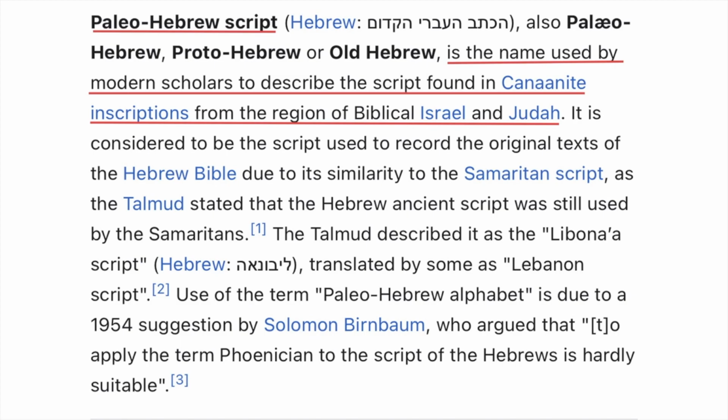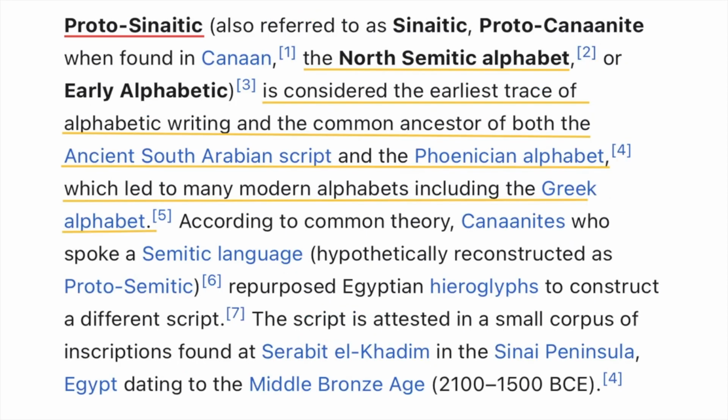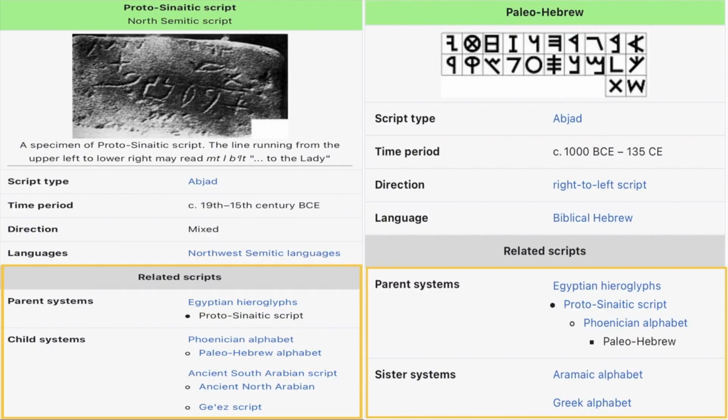Paleo-Hebrew script is the name used by modern scholars to describe the script found in Canaanite inscriptions from the region of biblical Israel and Judea. Proto-Sinaitic, the North Semitic alphabet, is considered the earliest trace of alphabetic writing and the common ancestor of both the ancient South Arabian script and the Phoenician alphabet, which led to many modern alphabets, including the Greek alphabet. And so here is an example of the Proto-Sinaitic and Paleo-Hebrew.